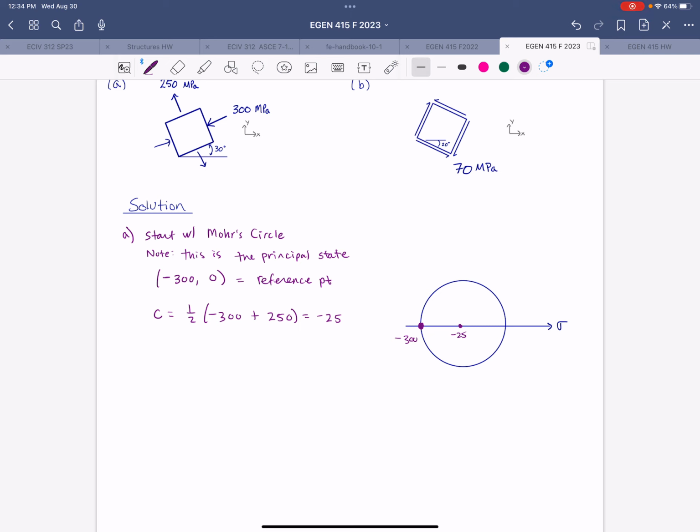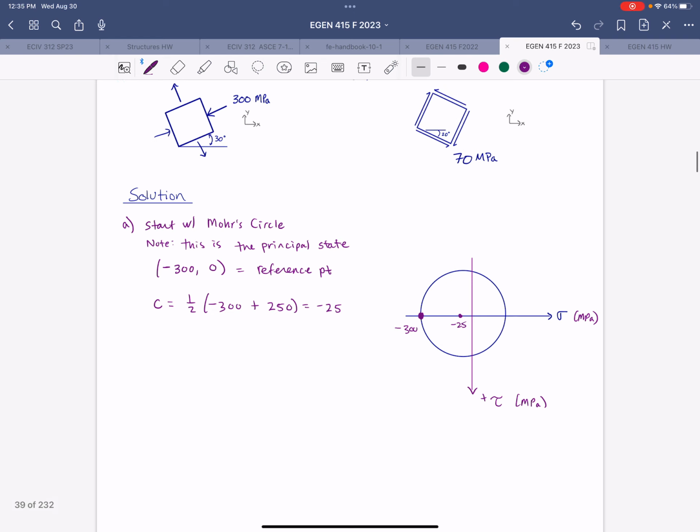We can sketch in the vertical axis. It'll be somewhere to the right of the center. Add units to our sketch. And then since we're starting out with the principal state, it makes things a bit easier with regard to drawing Mohr's circle, right? So the radius is easier to find.